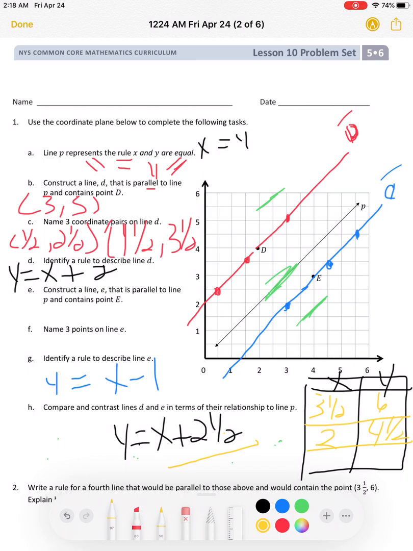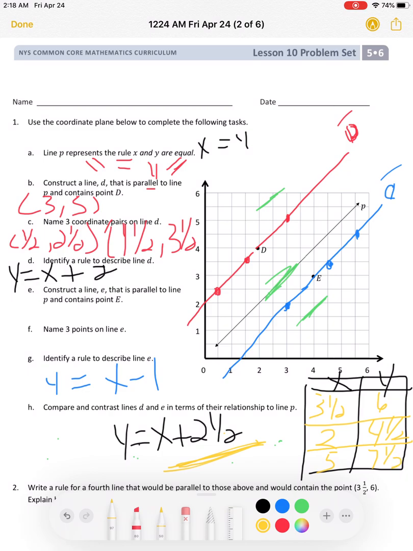Good. And then let's go up a little bit higher than 3 1/2. Let's go to 5. Okay, so when x is 5, if we follow the same rule, what is y? 5 plus 2 1/2 equals 7 1/2.